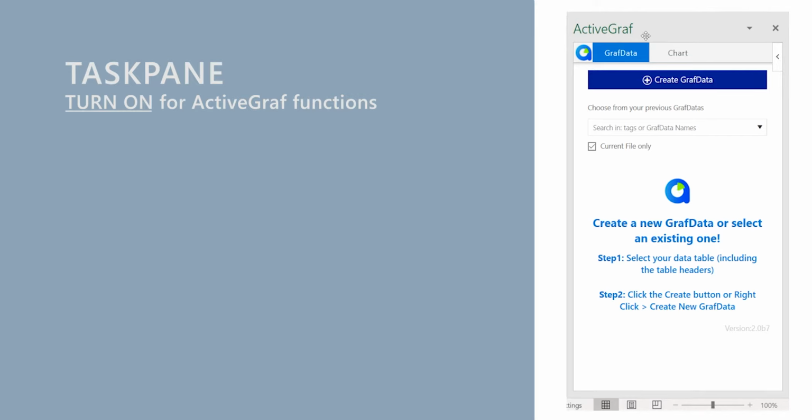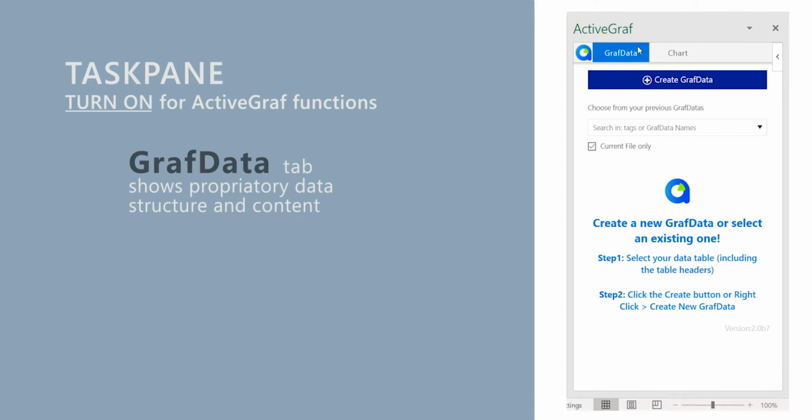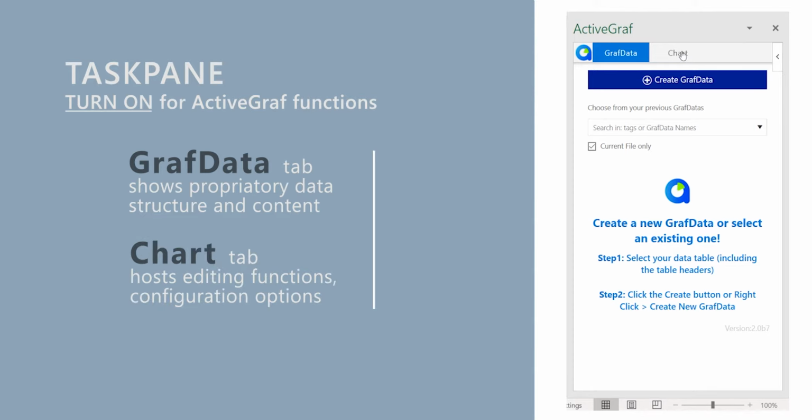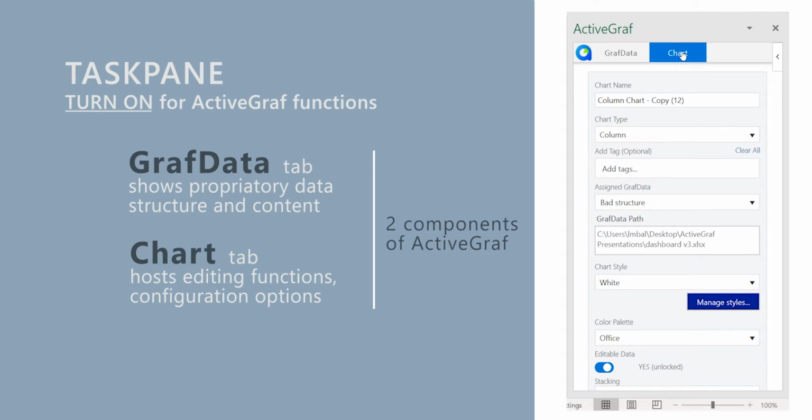Our TaskPane has two tabs, the GrafData tab, which governs and shows the proprietary data structure that we call GrafData, and the Chart tab, which shows the information of the selected chart.